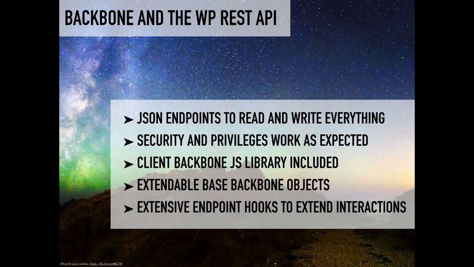The REST API has extensive hooks so that everything that you get and send to the server can be adjusted. Let's say you want to add some additional information, like a featured image that's not provided by default when you're getting a post. You can add that using a hook. Just like everywhere else in WordPress, there's an extensive hook system to allow you to make it your own. All right, it's my final slide.